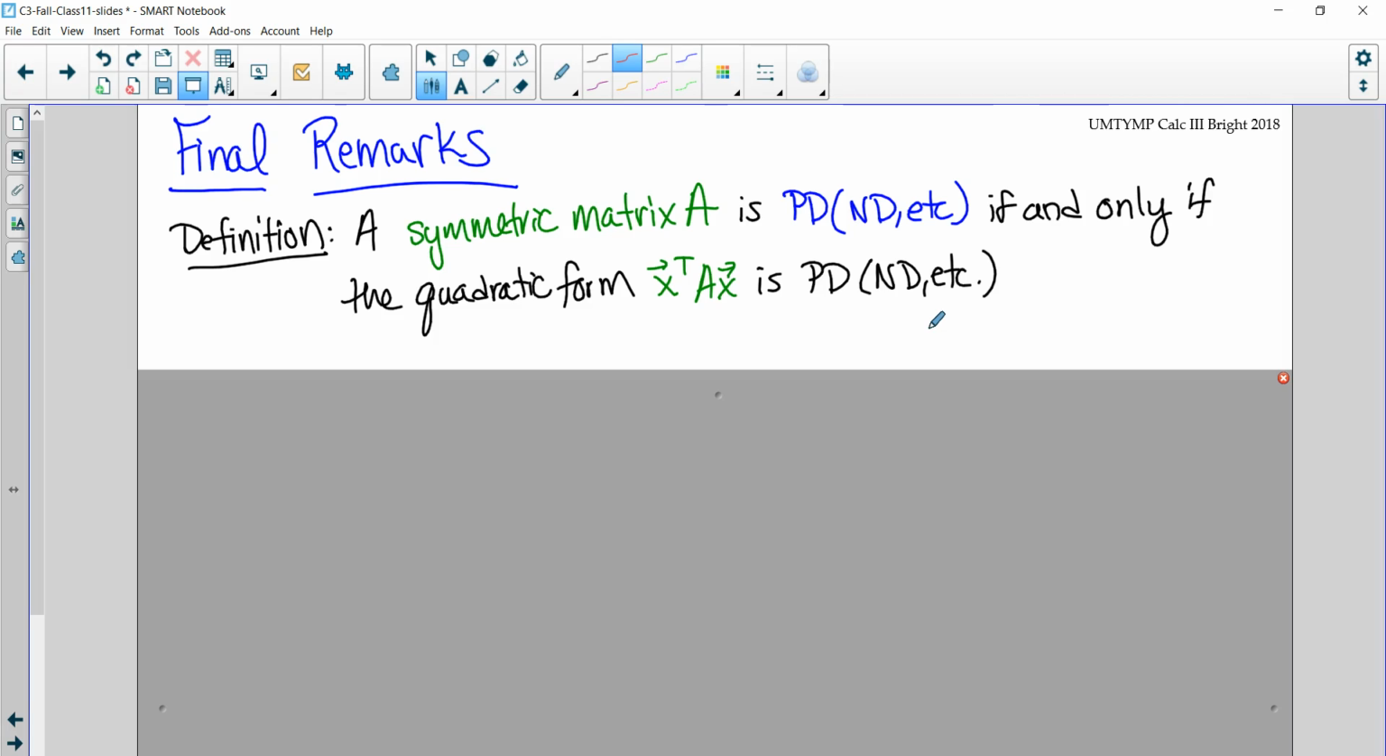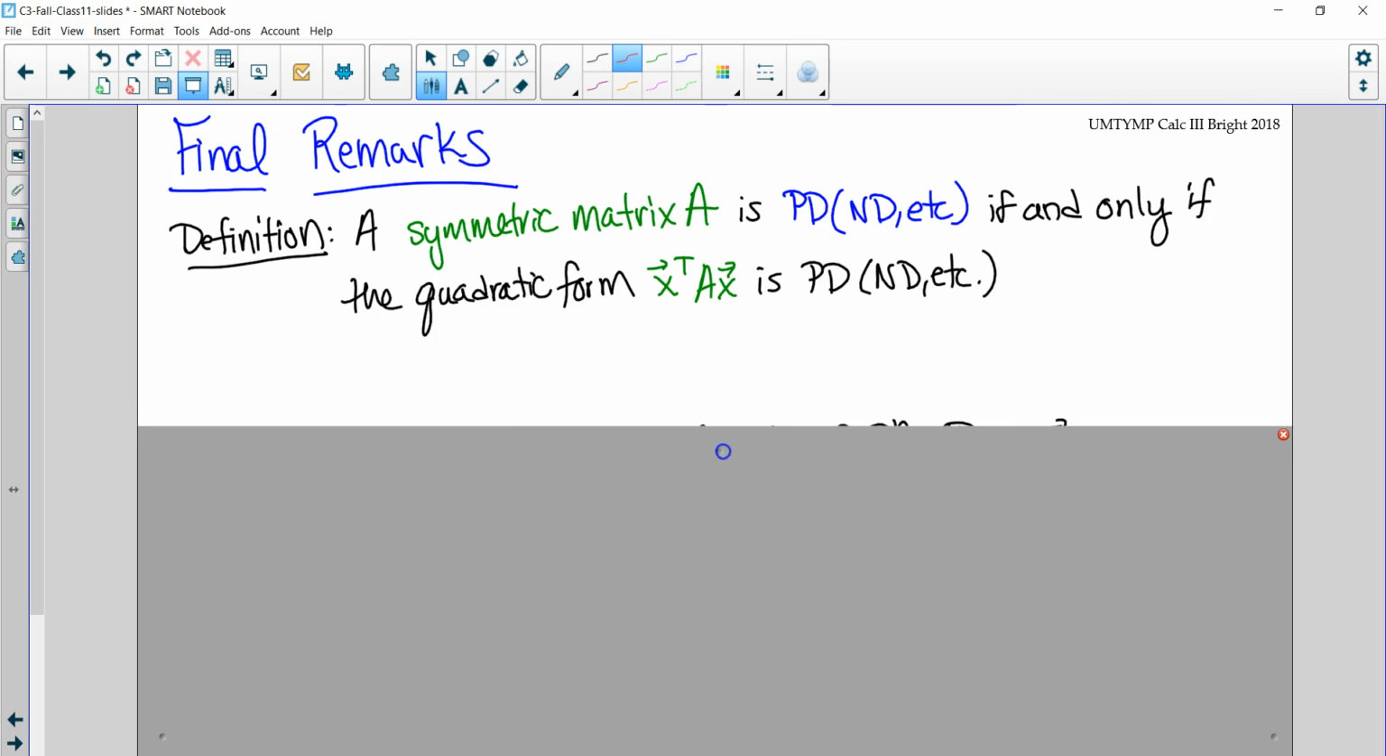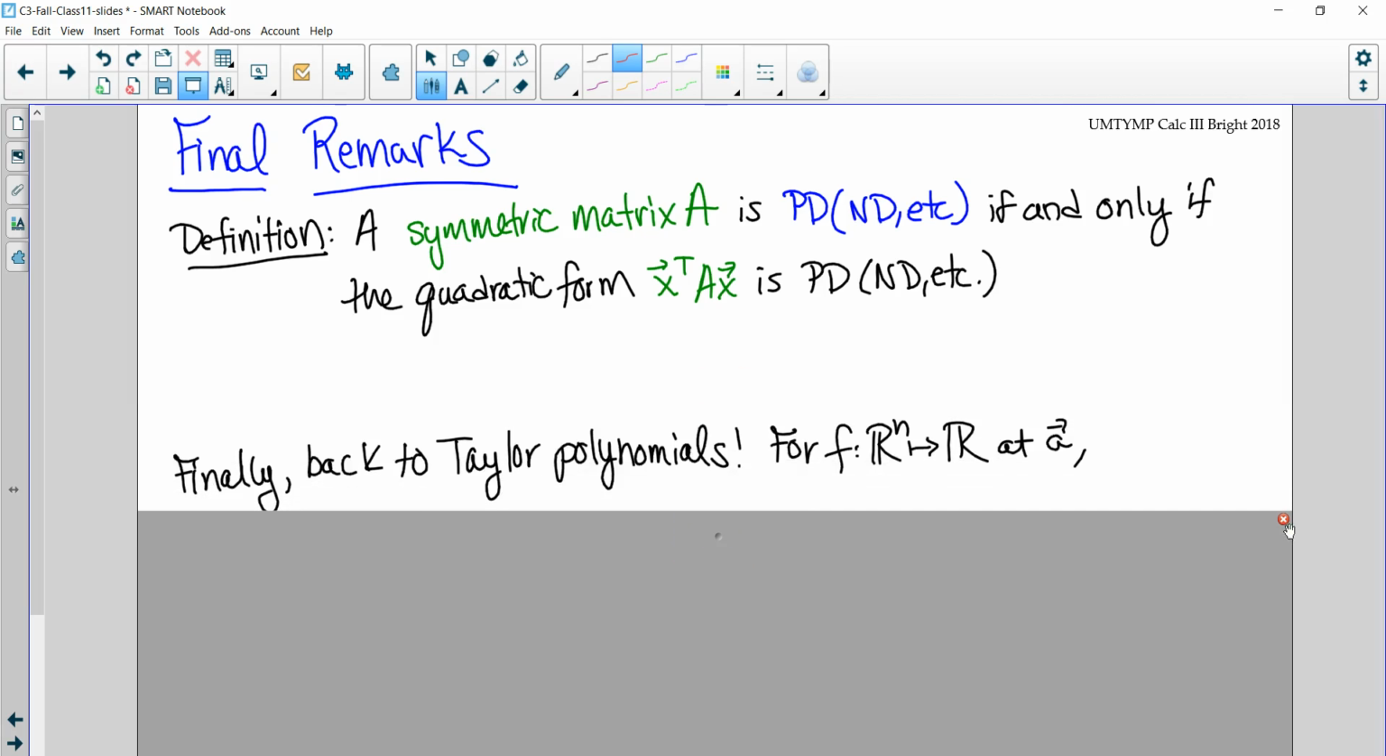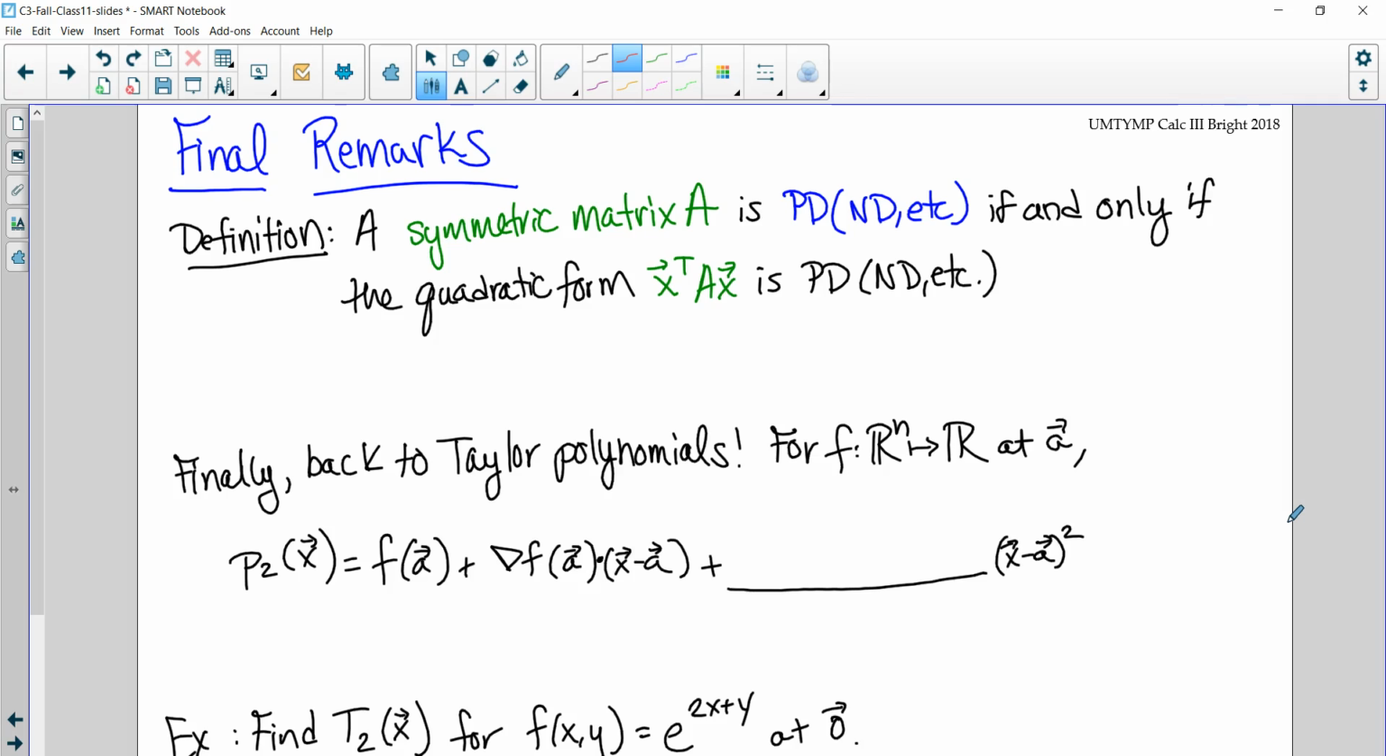That's just a fact. So that's why previously, when we were doing Sylvester's theorem, we were looking at a matrix, but then talking about that matrix being positive definite. Well, if that's the case, then its corresponding quadratic form is positive definite. Okay, then we did manage to leave our Taylor polynomials way back at the beginning, so it's time to pick those up and finish that off.